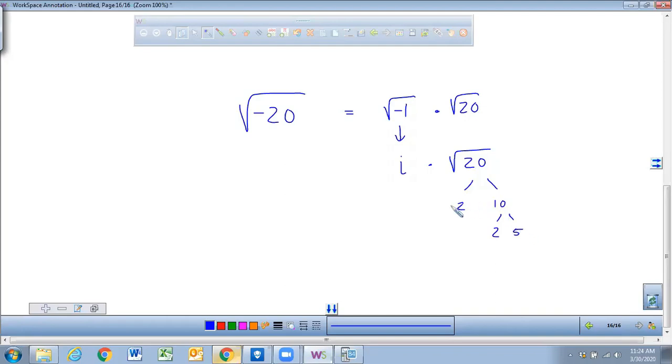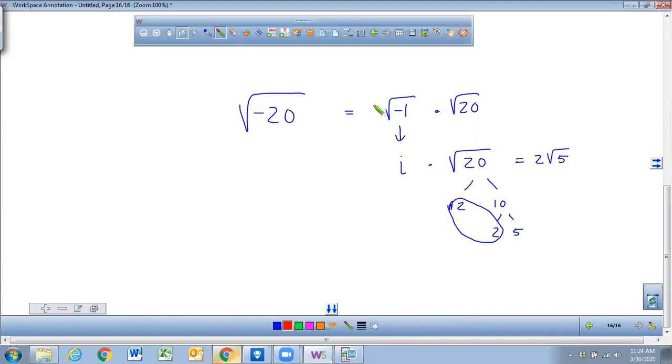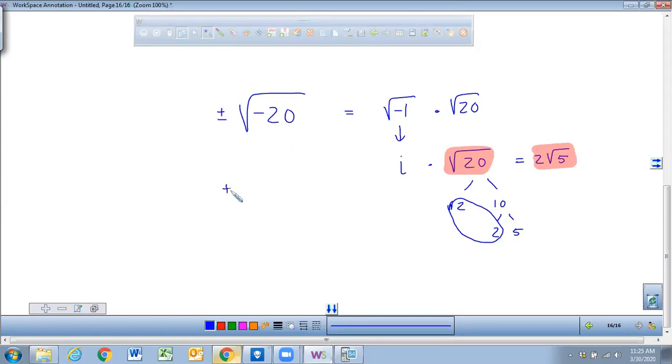Now, square roots look for groups of 2. Everybody see these pair of 2s right here? Can you see that on your screen? All right, so ultimately that becomes 2 radical 5. So the square root of 20 simplified becomes 2 radical 5. So how would I write my final answer for this? This would become plus or minus 2 radical 5, and then put the little letter i next to it.